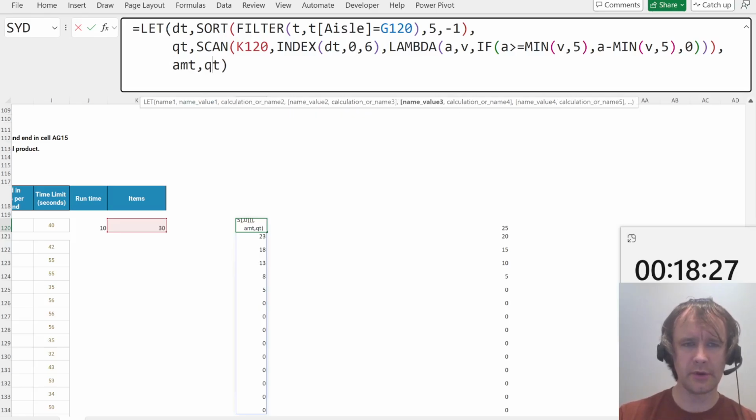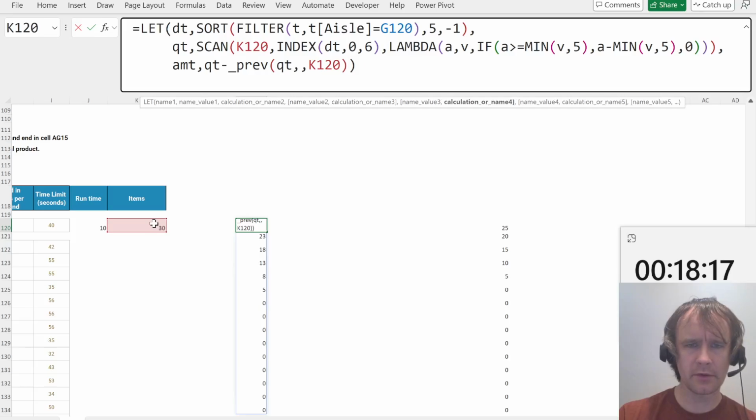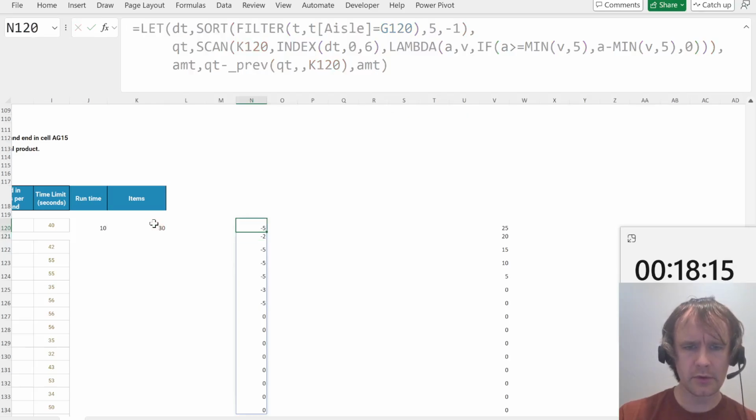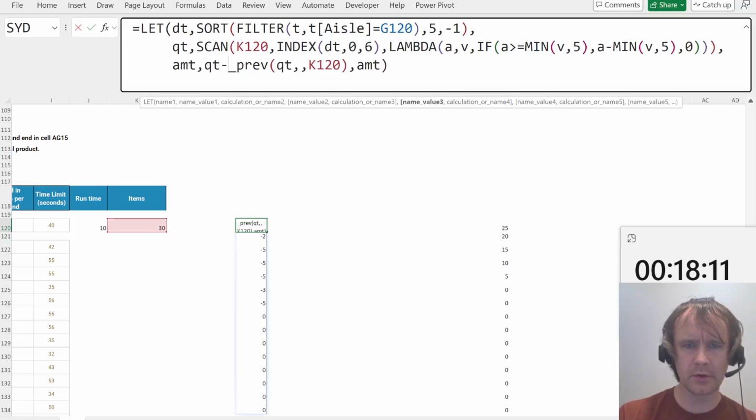I'll call it AMT. It can be Qt minus prev of Qt fill with this. I think that will give me what I want. Okay, got the sign the wrong way around, but otherwise good. Got that. Put it there.